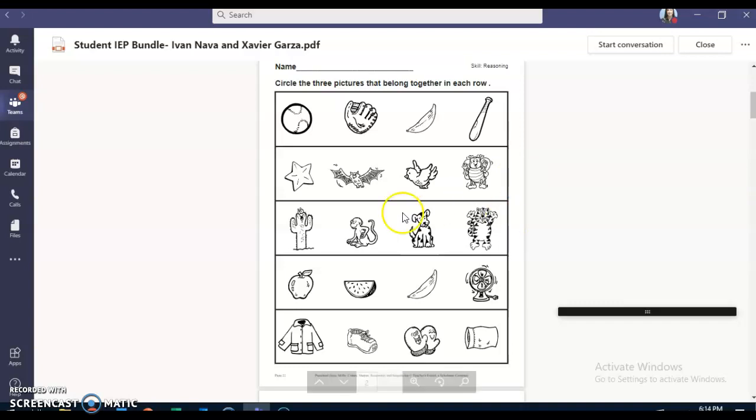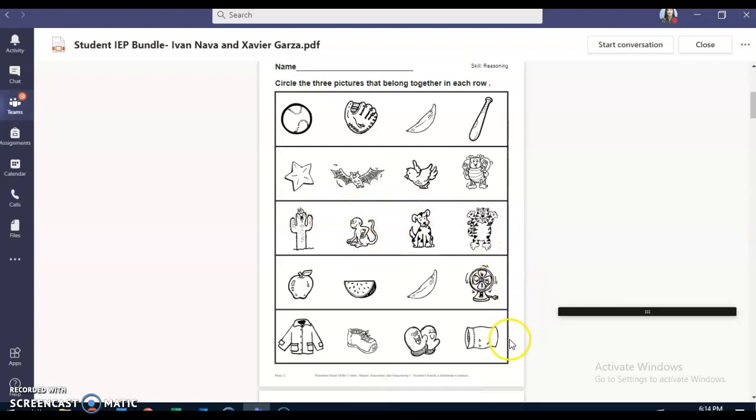Let's look at the 3rd row, boys and girls. Let's look at the 3rd row. Here we have a cactus, we have a monkey, we have a dog, and we have a tiger. So let's go ahead and see which ones belong together. These 3 are animals. So they belong together in the row. We would circle the tiger, circle the dog, and circle the monkey.